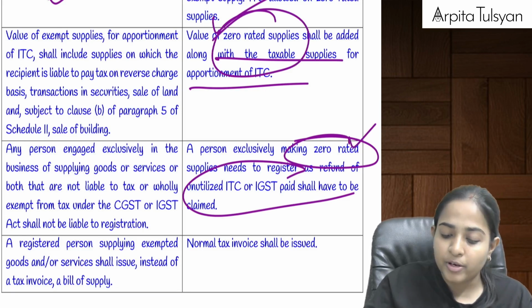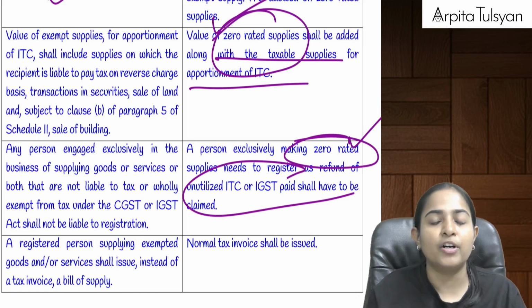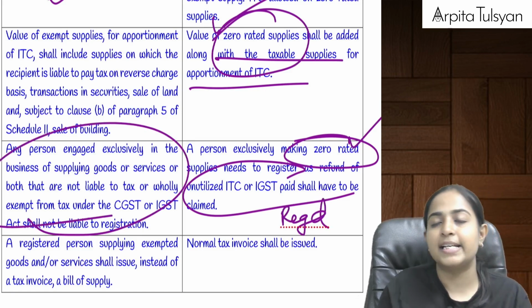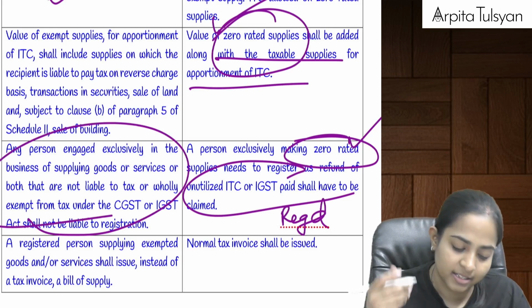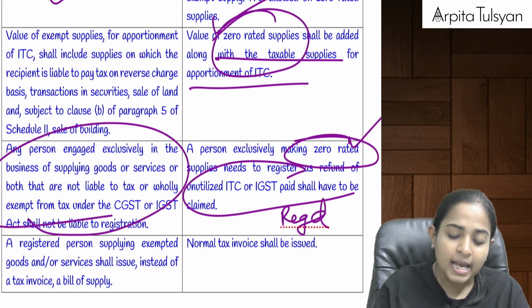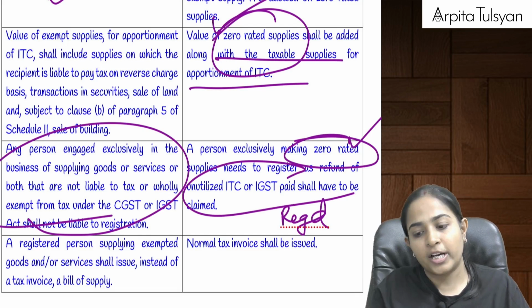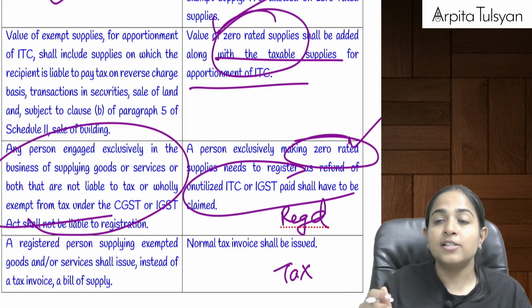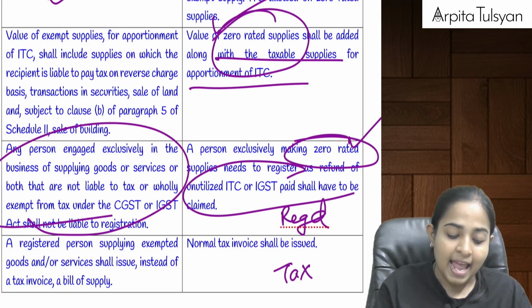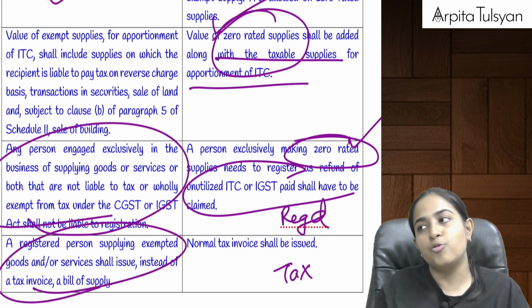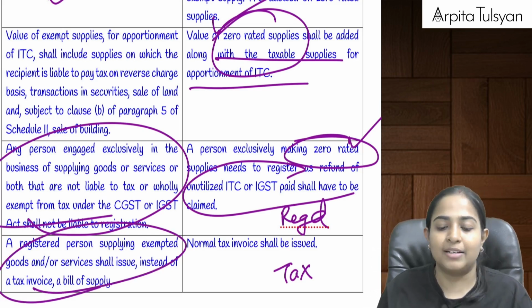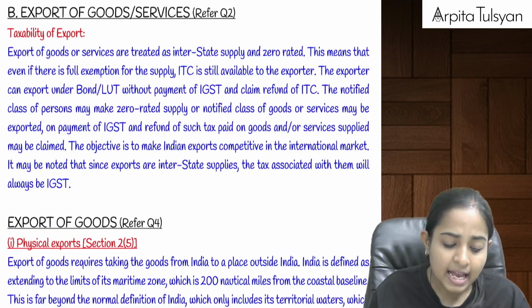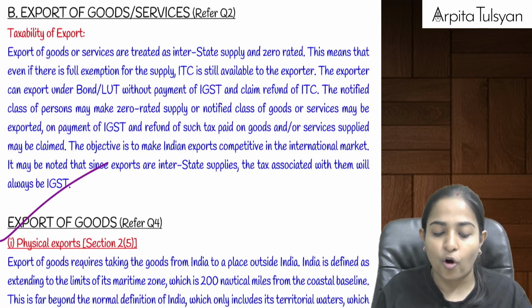For making zero rated supply, because you want to claim the refund of the ITC, you need to get yourself registered. But in case of exempt supply, even if you don't get registered, that person is not liable for registration. In case of zero rated supply, you are required to issue a normal tax invoice, because it is not exempted, it is zero rated. And in case of exempt, you are not allowed to issue a tax invoice, you have to issue a bill of supply only. Okay, now let's start with export of goods.